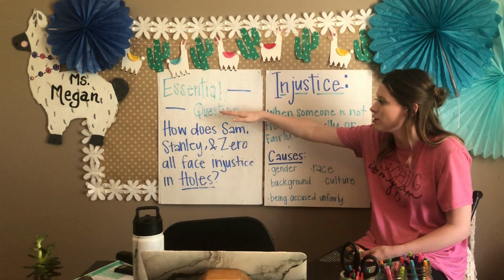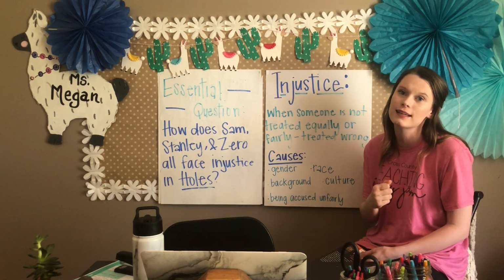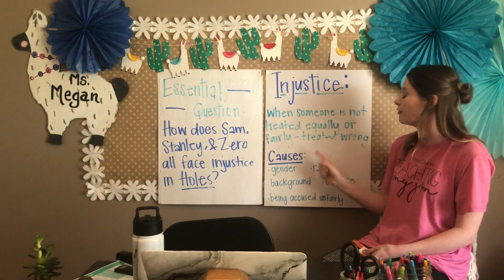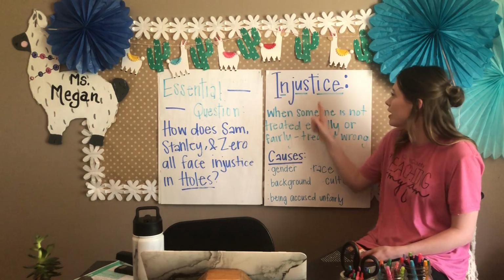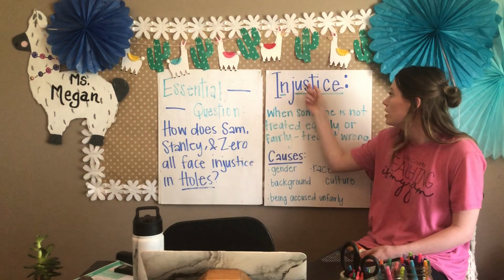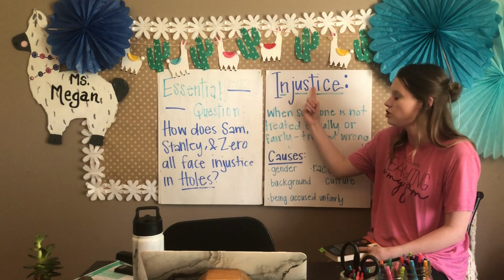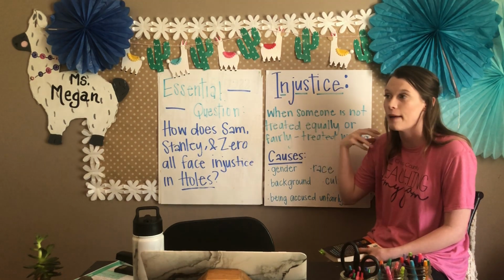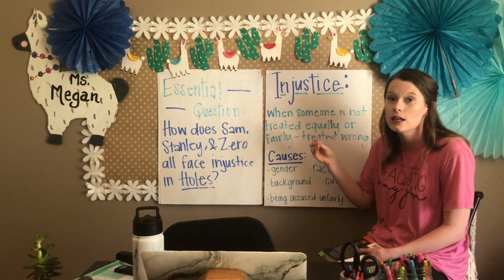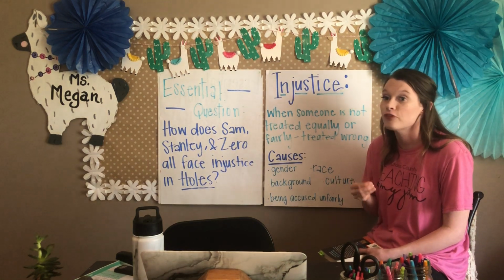Before I can ask you how they faced injustice, it's important for you to understand what injustice is. Injustice is when someone is not treated equally or fairly. They're treated wrong. Think about our prefix in. We know that in means not, into, opposite of. Justice is when something's done right, done just, done fairly. So if it's injustice, it's the opposite of justice. That means that it was not done right. It was not done fairly. Someone is being treated differently, treated wrong, treated unequally, for a number of reasons.